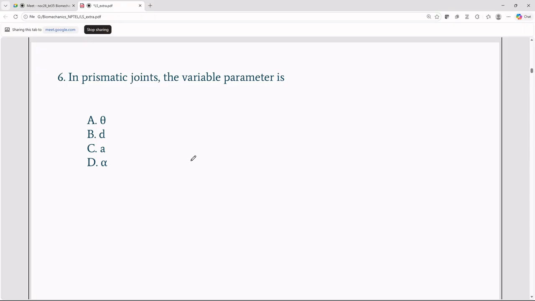Next question. In prismatic joints, the variable parameter is which among the following? Options are option A, theta, the joint angle, option B, d, option C, a, the length, option D, alpha, the twist angle. So for prismatic joints, what is the variable parameter? Options are theta, d, a, and alpha.